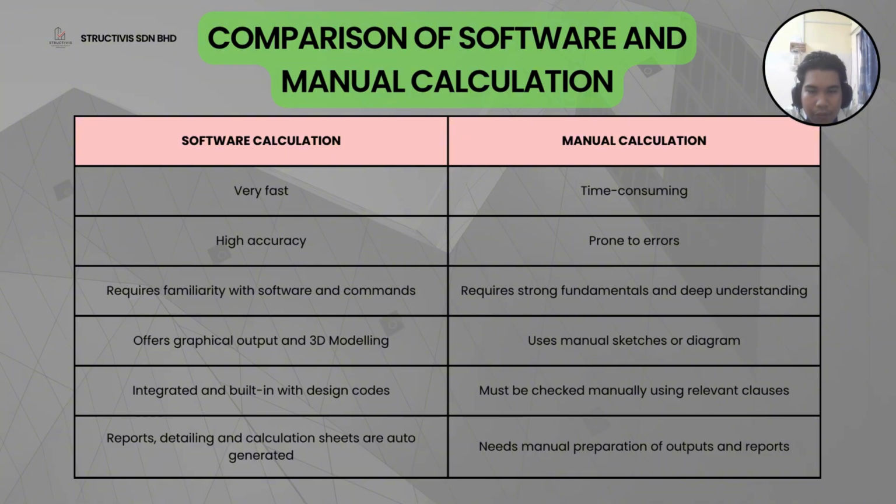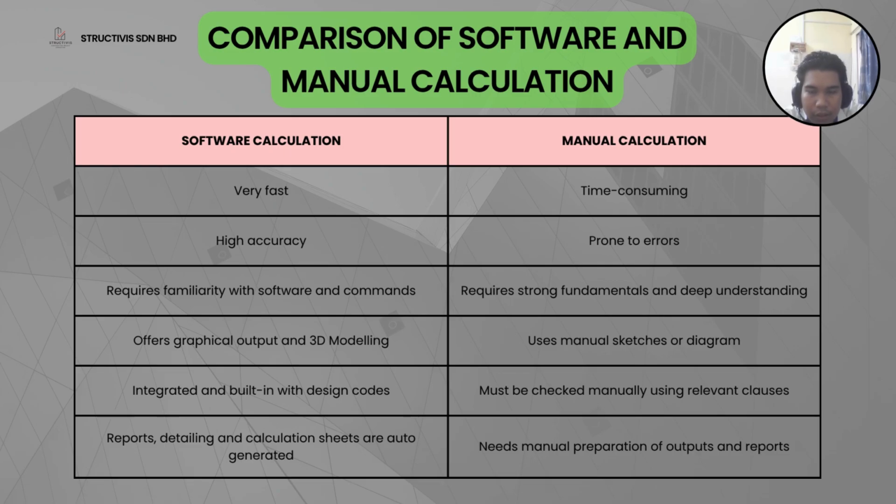Then we go to learning curve. Software calculation requires familiarity with software UI and commands. Manual calculation requires strong fundamentals and deep understanding of structural theory. Then for visualization, software calculation offers graphical output and 3D modeling, while manual calculation requires manual sketches or diagrams. It is generally more abstract.